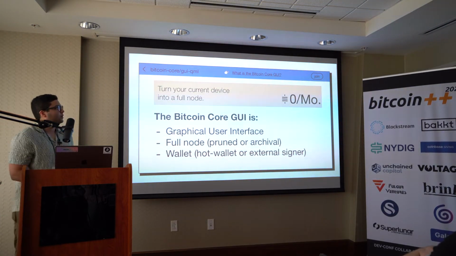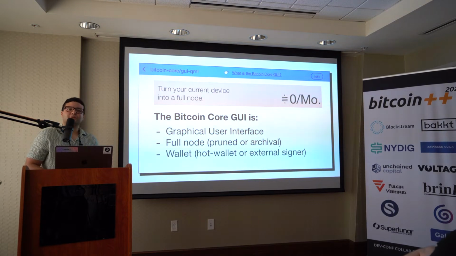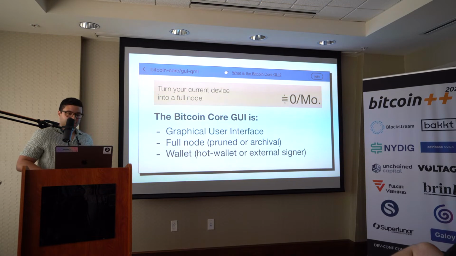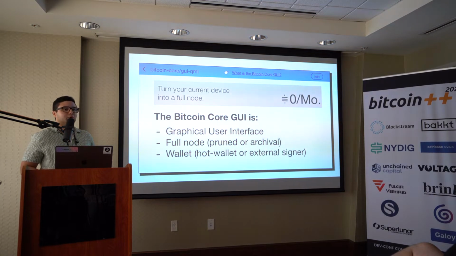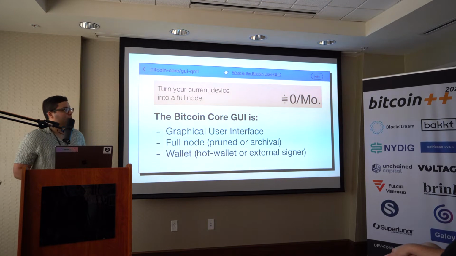So to start, I wanted to set some basic terminology. And I don't think anybody's going to really disagree with this. This just dictates what the Bitcoin Core GUI is as an idea. It's a graphical user interface, of course. That's what GUI means. It's a full node, so it can be pruned or archival. What that means is that the Bitcoin Core GUI validates all of the consensus rules. So anybody who runs the GUI is a full node on the network. And it's also a wallet.